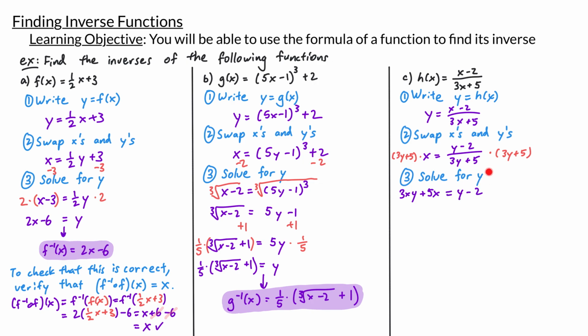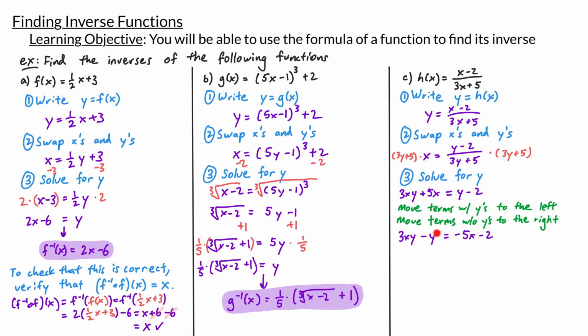Now, if we want to solve for y, we want to get everything that has a y in it on one side of the equation, and things that don't have y's in it on the other side of the equation. In order to move this y to the left-hand side of the equation, we'll subtract y from both sides. And to move this 5x to the right-hand side of this equation, we'll subtract 5x from both sides. So we're going to end up with 3xy minus y equals negative 5x minus 2.